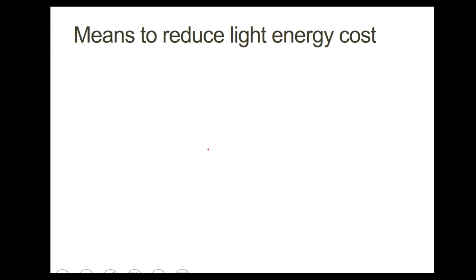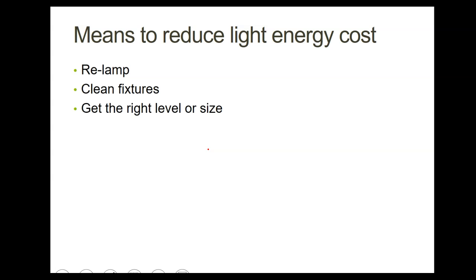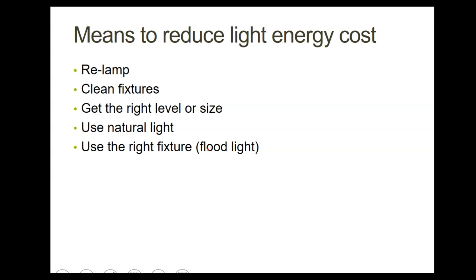So some means to reduce lighting energy cost: relamp, meaning change the light bulbs; clean the fixture so you can get more efficacy; get the right level or size. You do not want to overlight the place or have higher wattage than you need. Also, using natural light is a very good way to do it. There is no substitute for natural light, so it's good to have windows. And actually, there are some skylights now that can go through 2 stories with mirrors and magnifying glass as well. Also, use the right light fixtures. You want some floodlights, and you want the light to be where it's supposed to be, with the right distribution. And now there are so many options and so many ways to do this the right way.